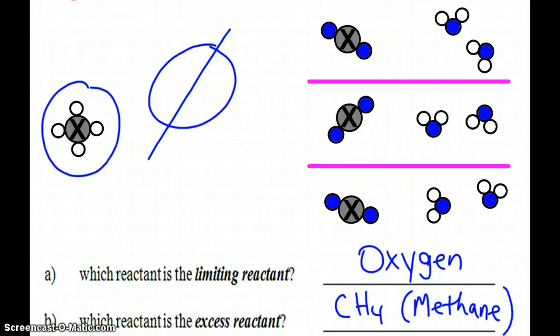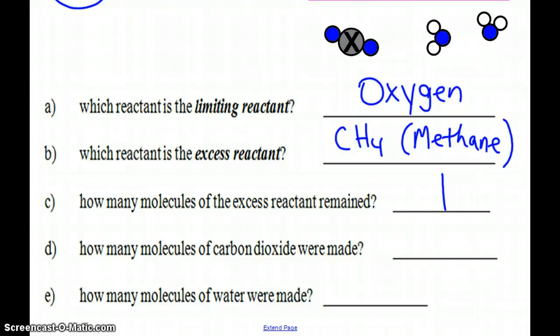And looking at our pictures, or just knowing from our ratio, it's a 1-to-2 ratio, we were able to make 3 carbon dioxide molecules to go with the 6 molecules of water.